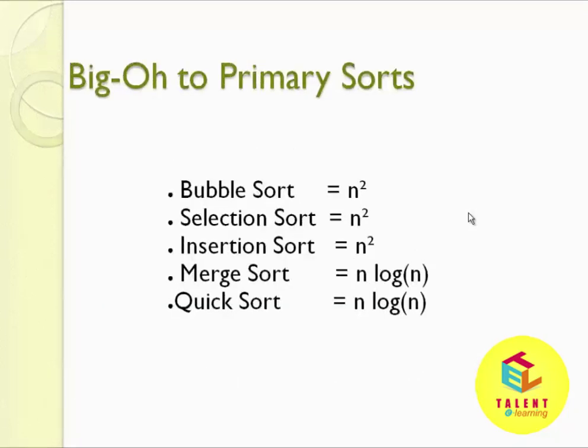Big O of primary sorts: bubble sort is O(n squared), selection sort is O(n squared), insertion sort is O(n squared), merge sort is O(n log n), and quick sort is O(n log n).